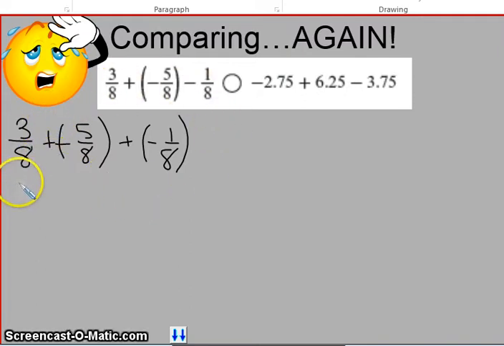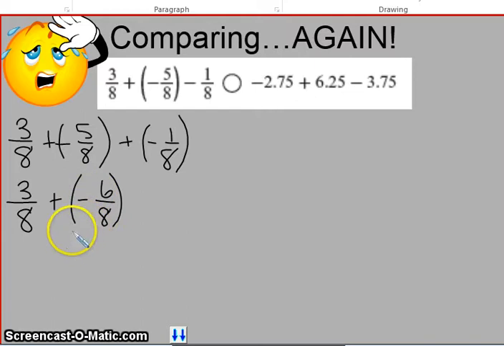Then I'm going to combine my terms with like signs. Again, 3/8 is my only positive. 5 plus 1 is 6, so that gives me a negative 6/8. And the reason I'm not simplifying or reducing this negative 6/8 is because when I add these two fractions, I need a common denominator anyway, so I'm going to go ahead and leave it as my common denominator.